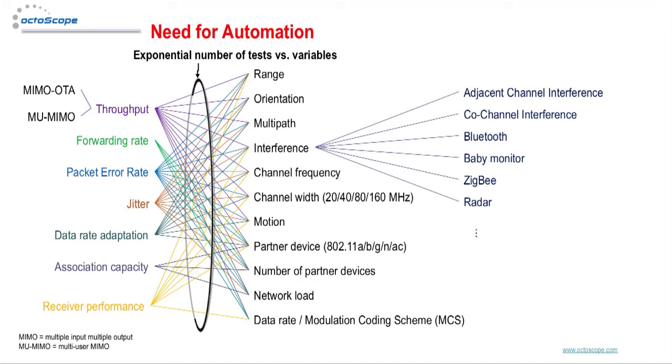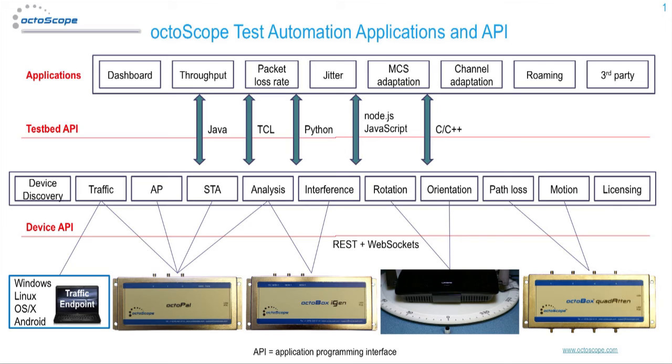Test automation is critical for comprehensive testing of all important parameters. Thorough laboratory testing of each metric versus each parameter that impacts the metric will help assure good performance in the field. But to get through what is in reality an exponential number of tests, engineers must have access to appropriate test automation. Test automation software available from Octoscope precisely controls the RF environment of the octoBox testbed and the integrated instruments such as the iGen, Quad-10, and octoPAL. Octoscope's test automation software also controls off-the-shelf devices and traffic generation.